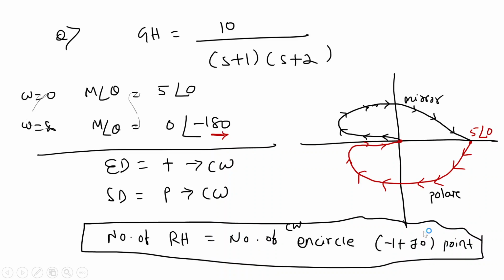Sir, it is number of right hand poles, na? Yeah, number of right hand poles. Okay, number of right hand side poles equal to number of clockwise encirclement about -1 plus j0 point. I'll show you how to do that. Let me go to a question.